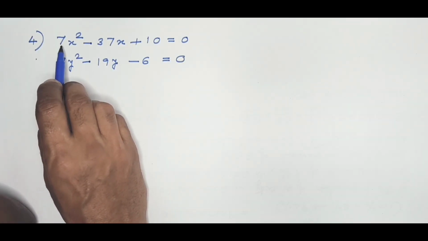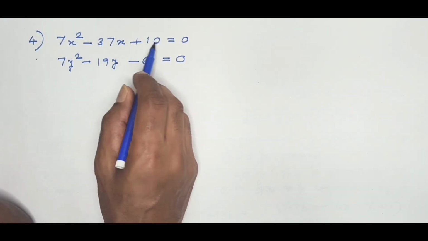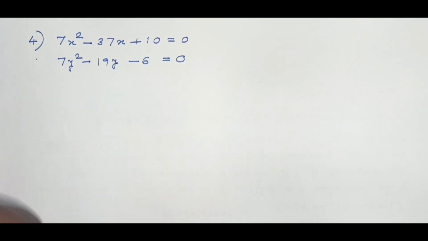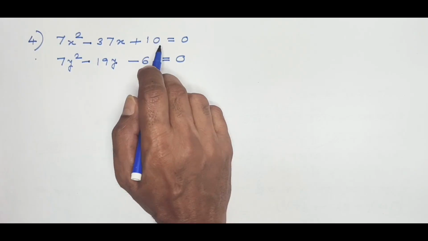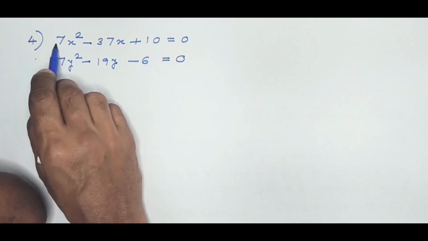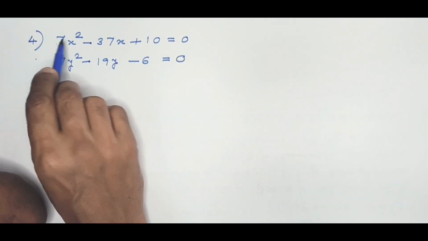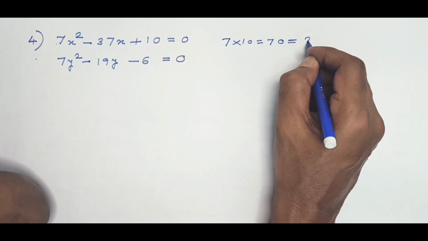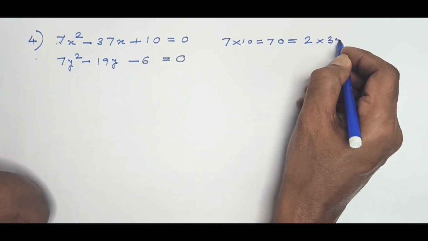Let's move to the next problem. The equations are 7x squared minus 37x plus 10 equals 0. The second one, 7y squared minus 19y minus 6 equals 0. Look at the first equation. So what is the first step? Write the product of these two, 7 and 10. That is 70. Now write it like this, 2 multiplied by 35.